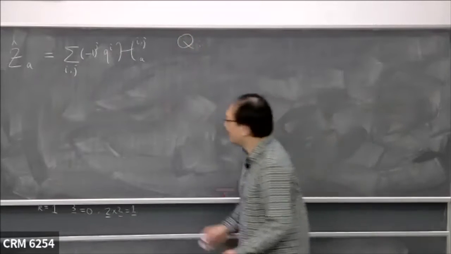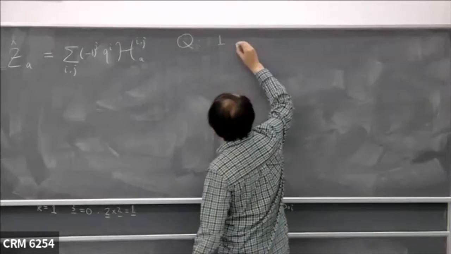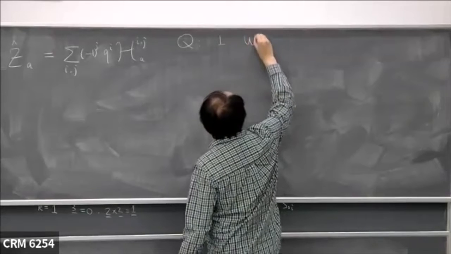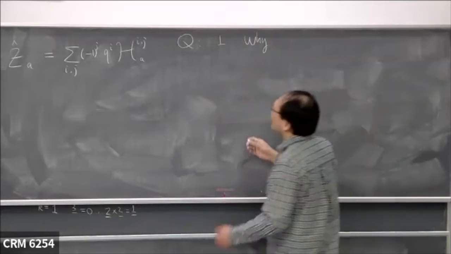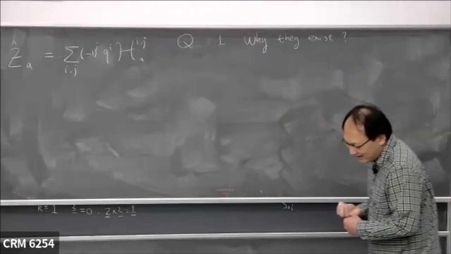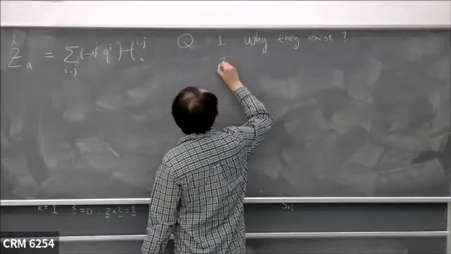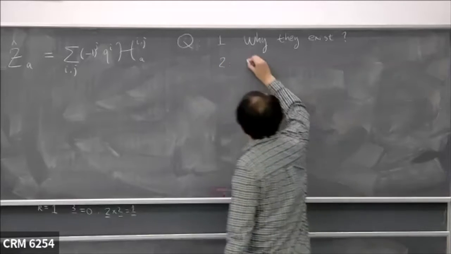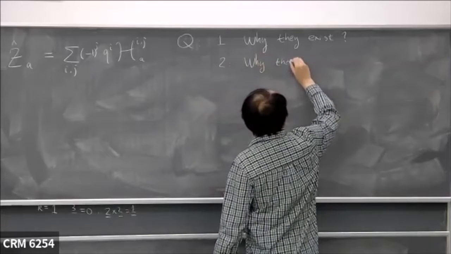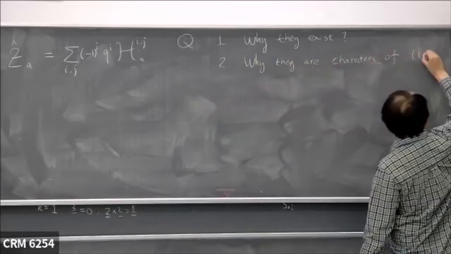So the question that we are going to answer either today or tomorrow is why do we expect that they exist? I will provide some physical way of justifying this proposal. And the question that I will not be able to answer, but instead I will just ask, is why they are actually characters of VOAs or log VOAs.